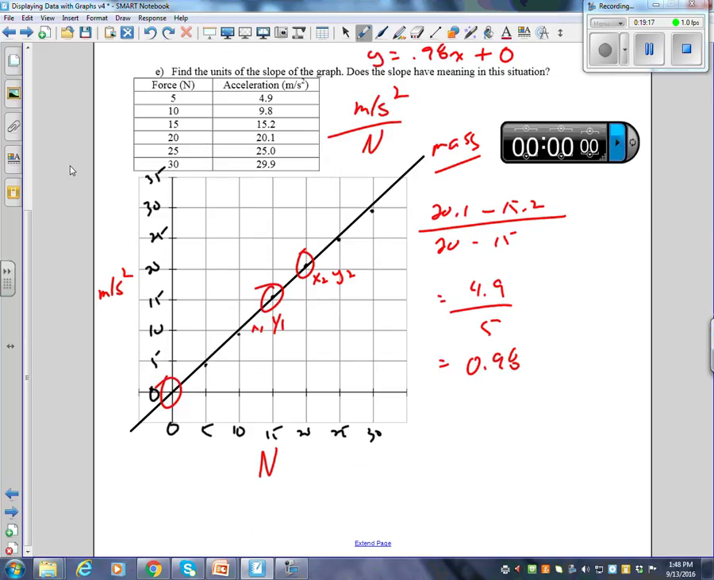Okay, so what have I shown you? I reviewed how to make graphs. I reviewed how to do slope. I taught you how to find the units of the slope. What else did I do? The three relationships, that kind of stuff.